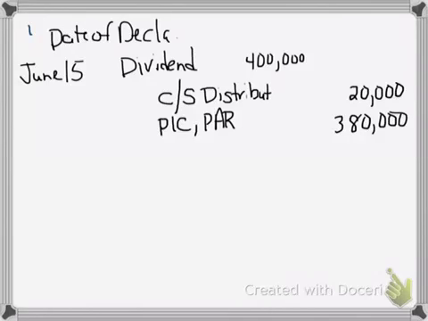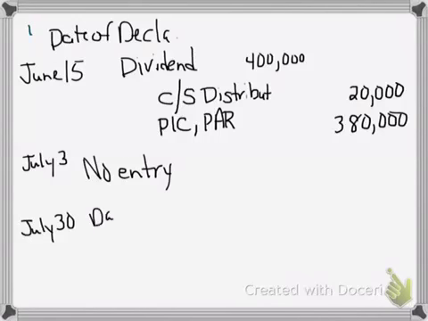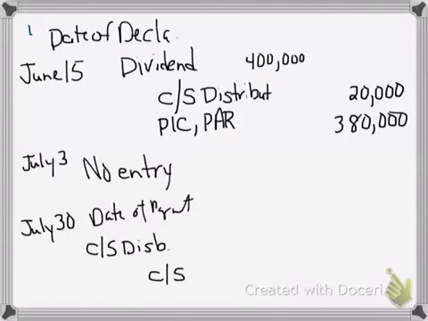Now, the date of record, it says, was July the 3rd. On that date of record, there is no entry. We're just trying to decide who is actually going to receive these stock dividends. And then we get to July 30th, and this is actually when we're going to issue the stock. So, this is that date of payment. And so this is when we actually issue the stock out. So we're going to take it out of Common Stock Distributable, and it will become part of that common stock because it has now been distributed. It's been issued.